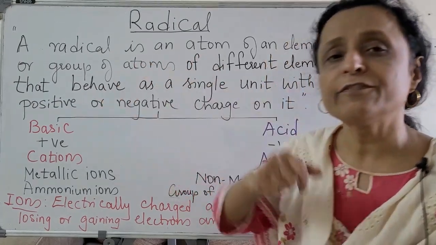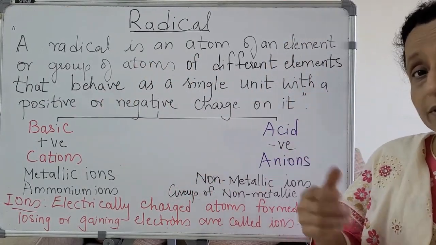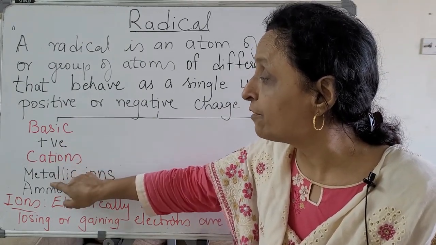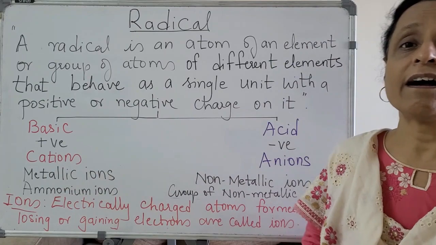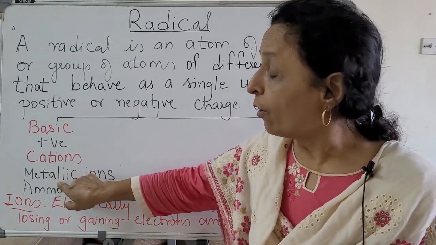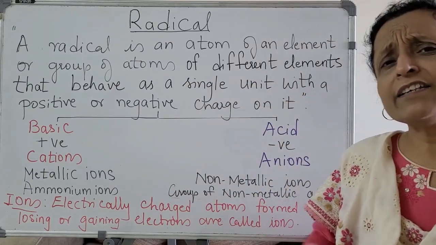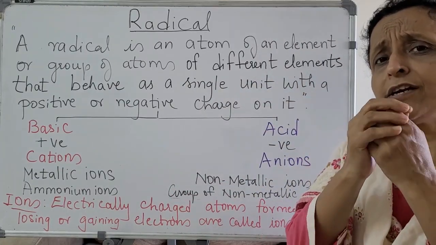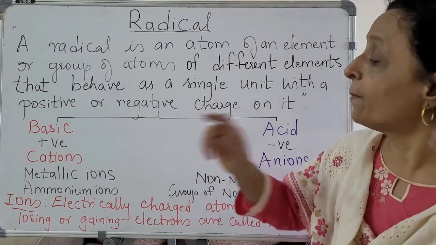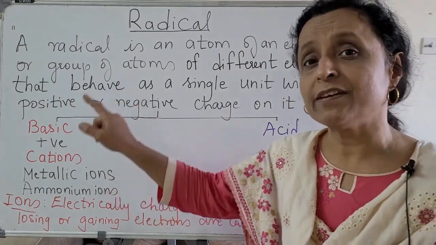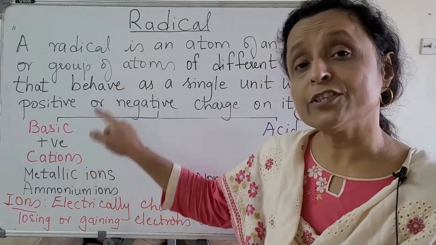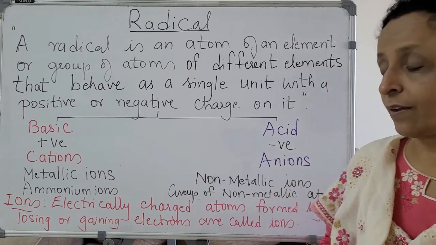Now, positive are cations. So, which are the atoms which develop positive charges? Metallic ions. Now, in addition to metallic ions, nitrogen and hydrogen combine together to form ammonium ion, which behaves like a metal, which is a positive ion and which is known as a cation.